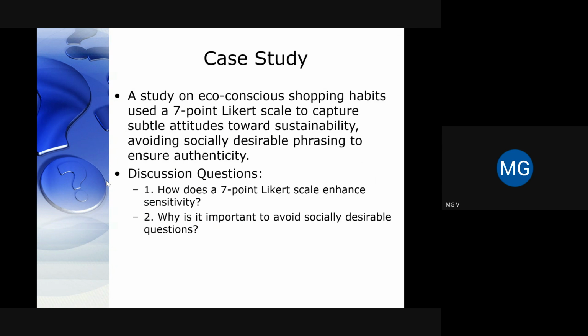So, how does a 7-point Likert scale enhance sensitivity? It allows for more nuanced responses. Why is it important to avoid socially desirable questions? It minimizes bias, leading to more honest responses.